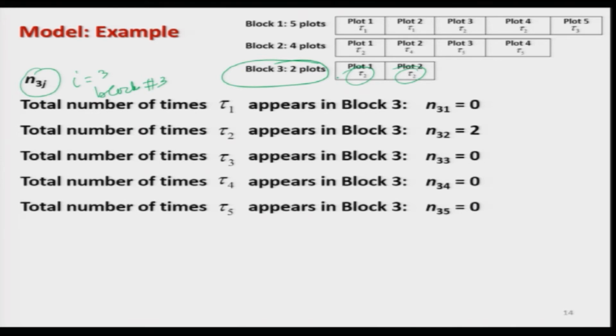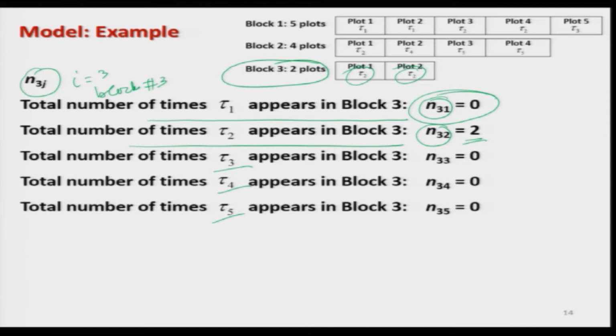So, I can write down here that the number of times treatment tau 1 appears in block number 3 is indicated by N31, which is equal to 0, and the total number of times tau 2 appears in block number 3 is indicated by N32, which is equal to 2. And similarly, the number of times tau 3, tau 4 and tau 5 appear in block number 3 is simply 0, indicated by the values N33, N34 and N35, right.